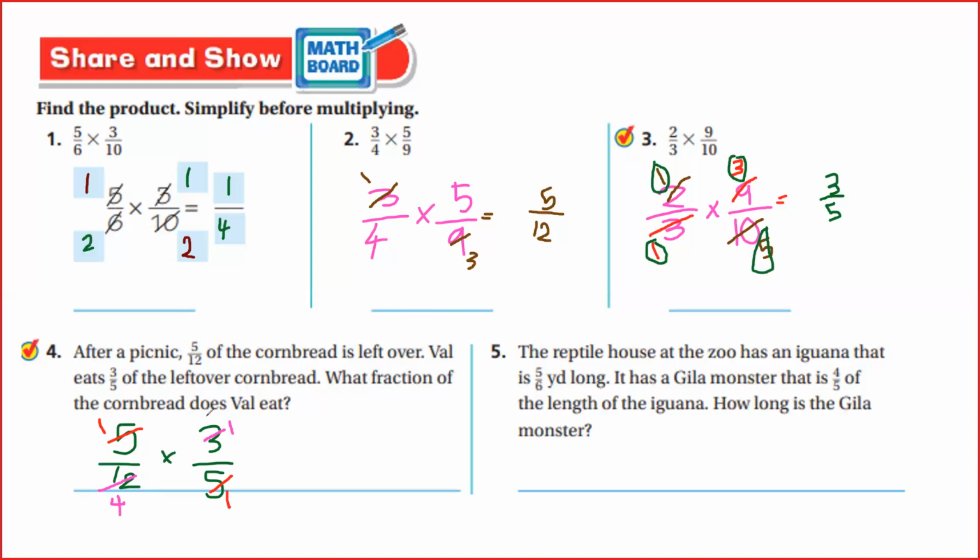The next: 1 times 1 is 1. Over 4 times 1 is 4. It's 4. Thank you a lot.